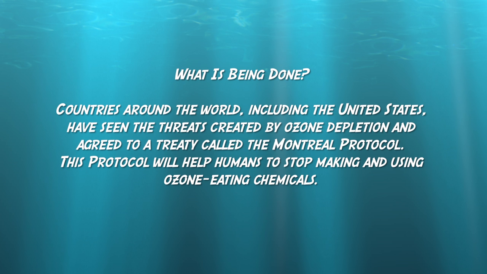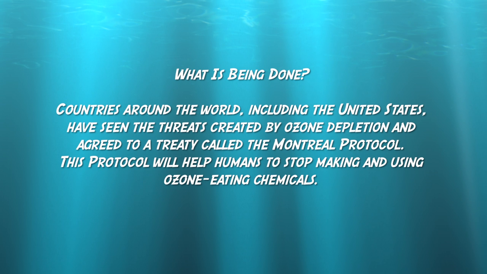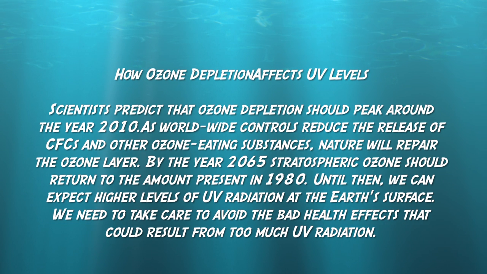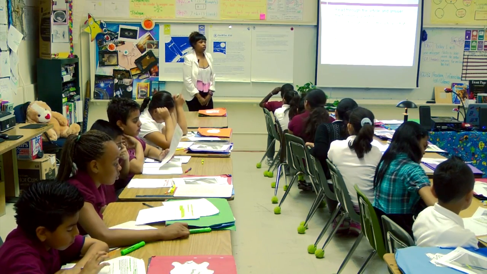What is being done? Countries around the world, including the United States, have seen the threats created by ozone depletion and agreed to a treaty called the Montreal Protocol, which is what Ashley talked about. This protocol will help humans to stop making and using ozone-eating chemicals. Good. How ozone depletion affects UV levels. Scientists predict that ozone depletion should peak around the year 2010. As worldwide controls reduce the release of CFCs and other ozone-eating substances, nature will repair the ozone layer. Good. By the year 2016, stratospheric ozone should return to the amount present in 1980. Until then, we can expect higher levels of UV radiation at the Earth's surface. We need to take care to avoid the bad health effects that could result from too much UV radiation.